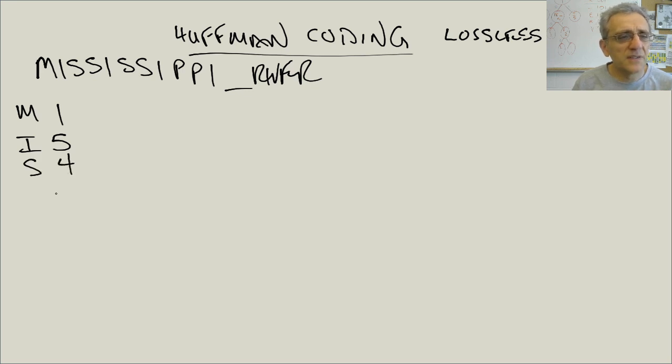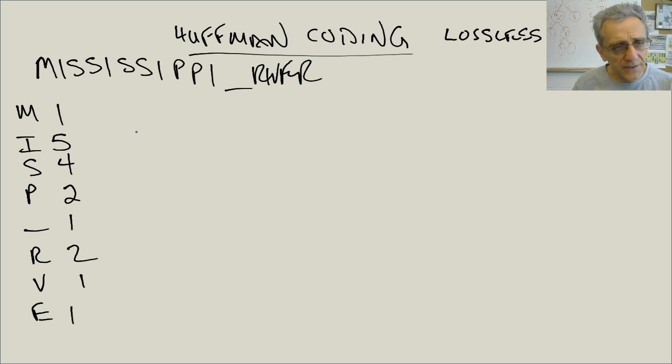And then let's just finish this and then I'll discuss why this is important. So we've done I, we've done S. What about P? P is twice. And space is once. R is 2 times. And V is once. And E is once. So these are all the letters.